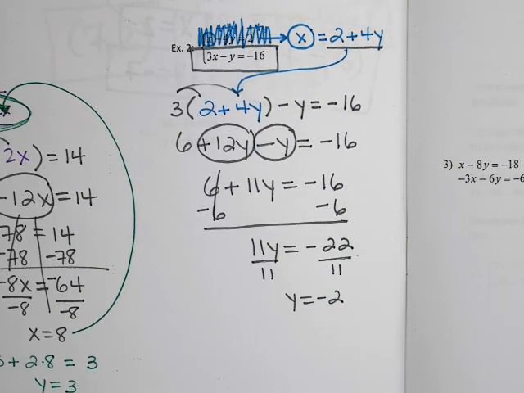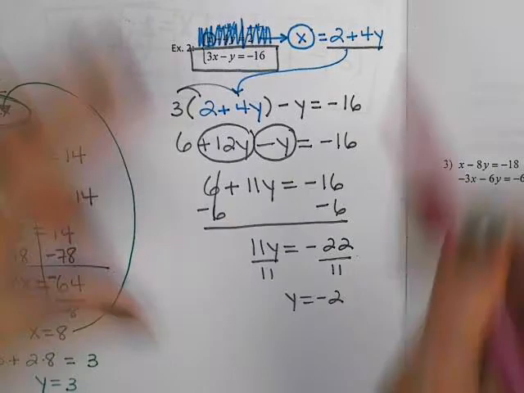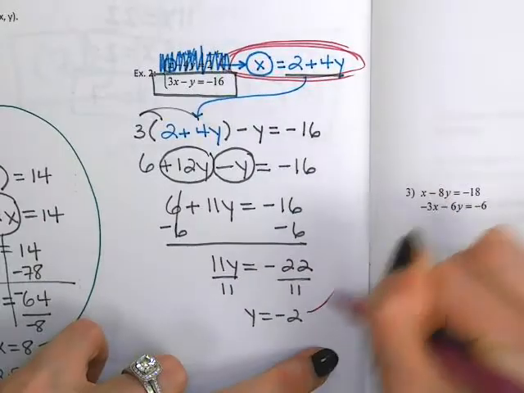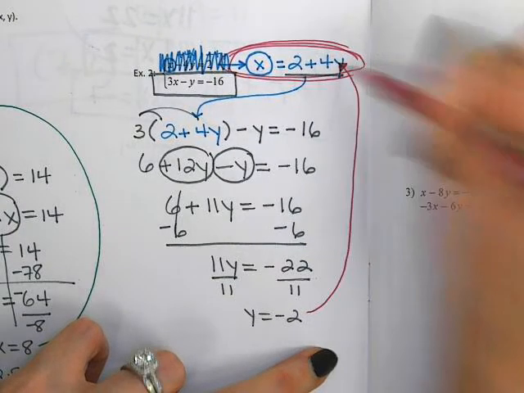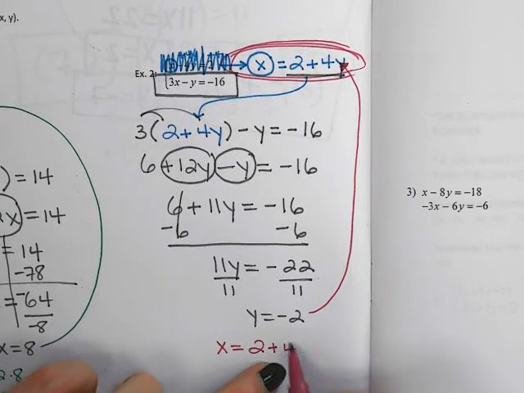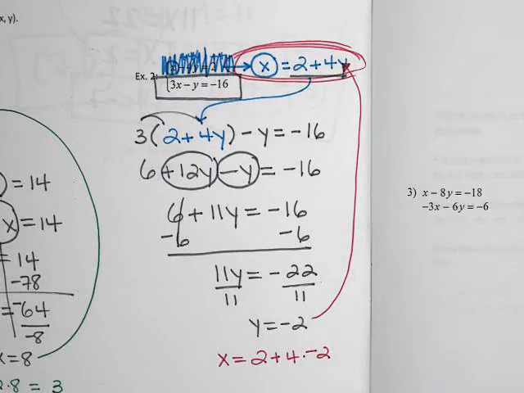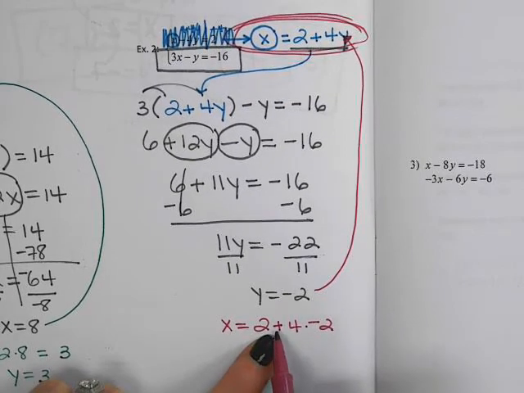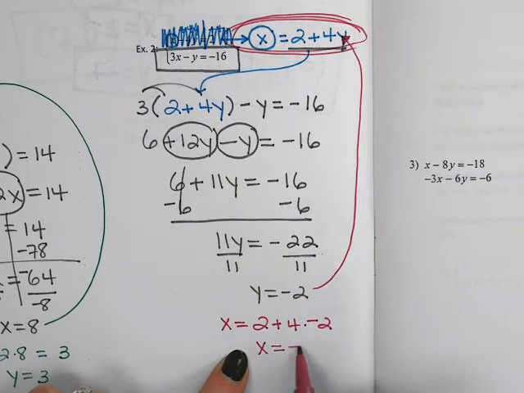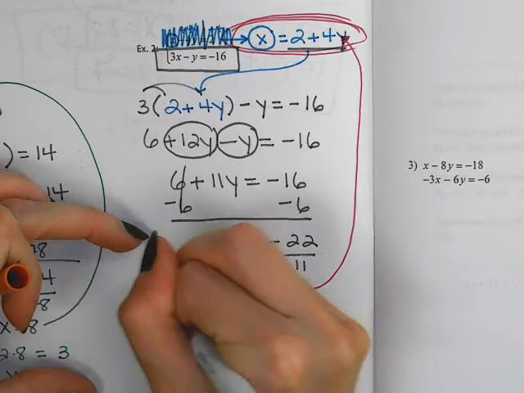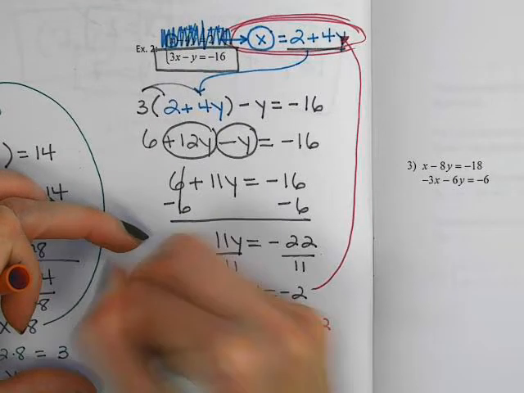Okay, and then we're going to have to plug it back in to find x. I would suggest using the one where the x was alone. So if y is negative 2, then x is going to be 2 plus 4 times negative 2. And if you type that in the calculator, 2 plus negative 8, x ends up being negative 6. So final answer, x comma y, negative 6 comma negative 2.